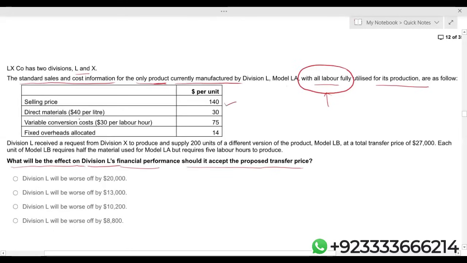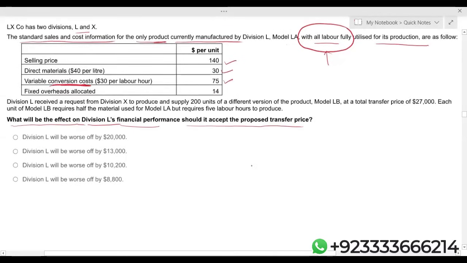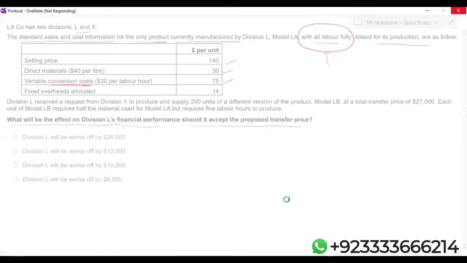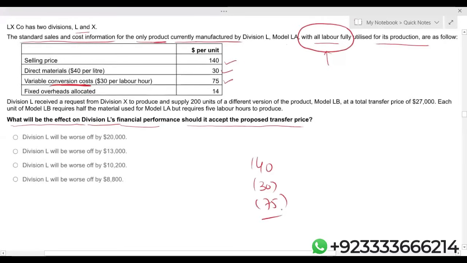Selling price is 140. Direct material 40 per liter. In 1 unit, it takes 30. Variable overhead cost $30 per labor hour. So variable conversion cost, which has your labor plus variable overhead, is 75. Okay, it means that how much contribution are we generating right now? 140 minus 30 minus 75, the amount of the contribution is 35.